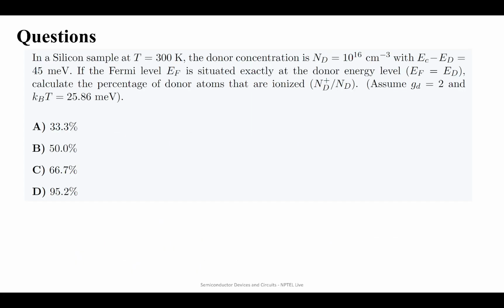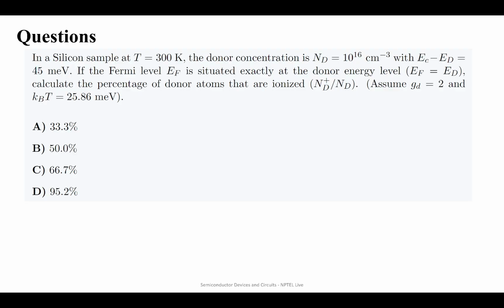In a silicon sample at T equals 300 K, the donor concentration is Nd equals 10^16 per centimeter cube, with Ec minus Ed equals 45 milli electron volts. If the Fermi level EF is situated exactly at the donor energy level, that is EF equals Ed, calculate the percentage of donor atoms that are ionized, that is Nd plus by Nd. Assume Gd equals 2 and kBT equals 25.86 meV.